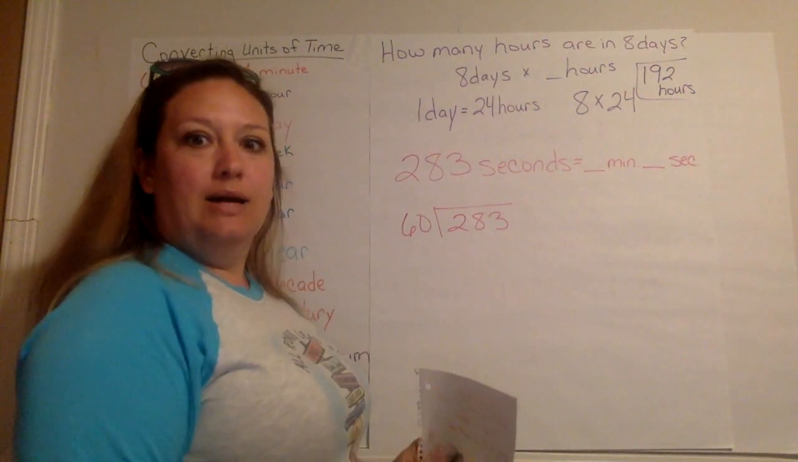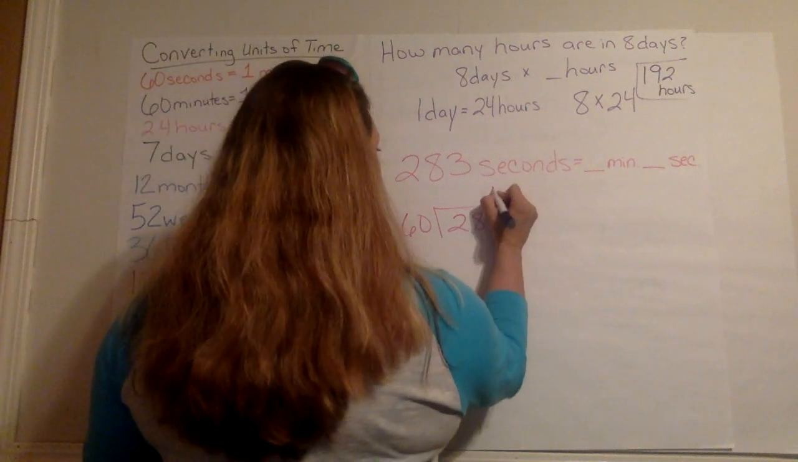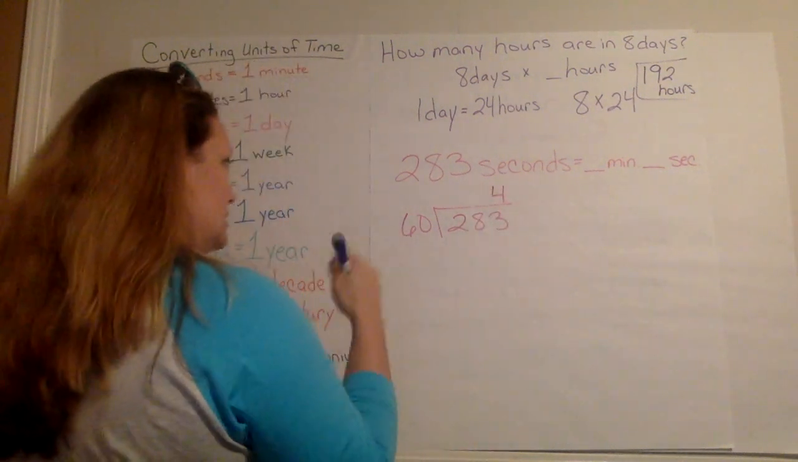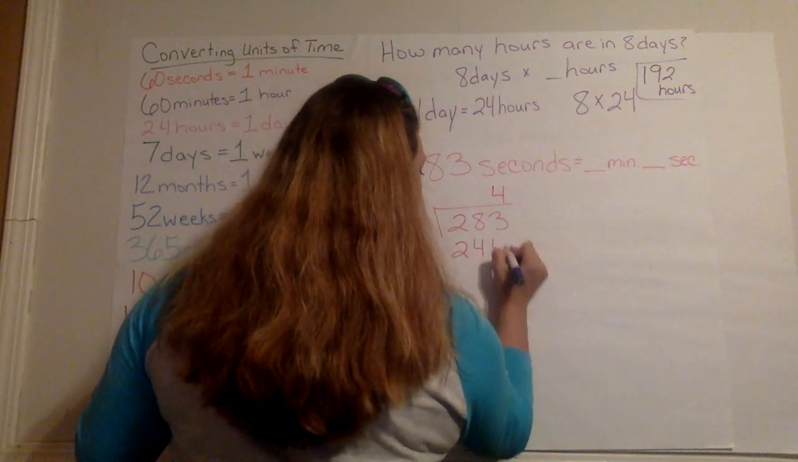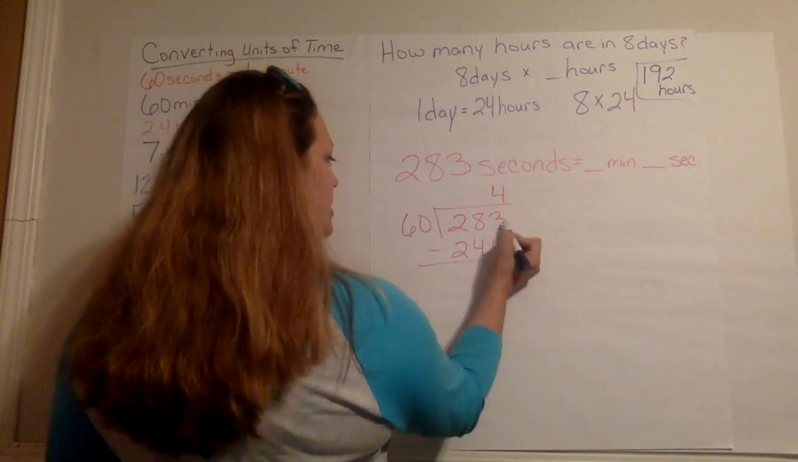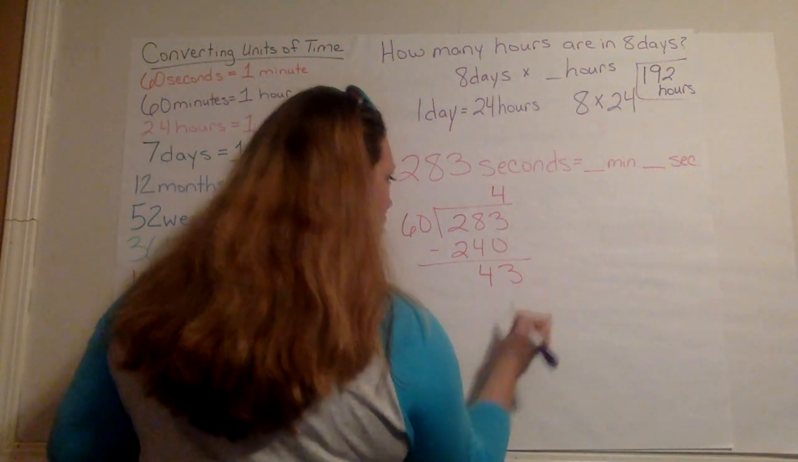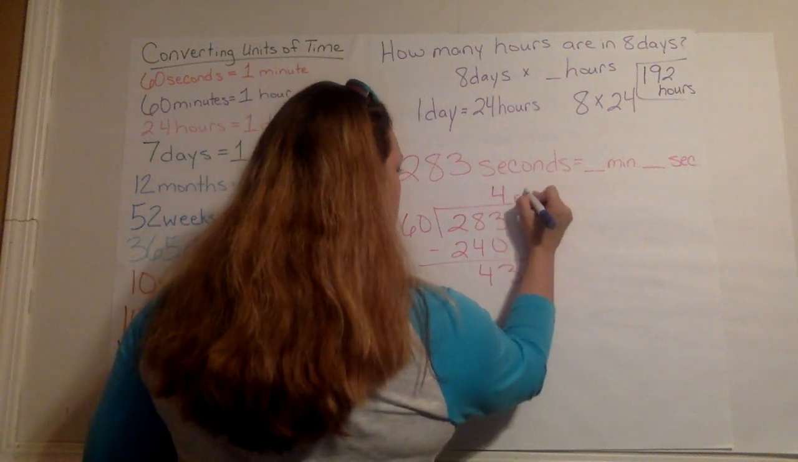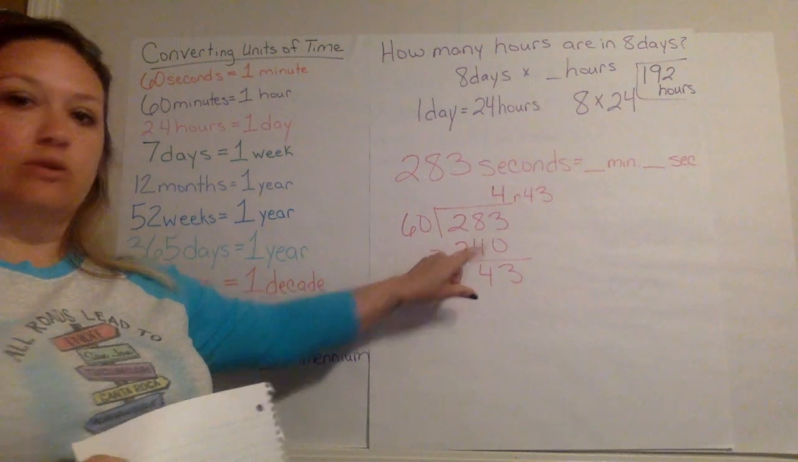I've already multiplied, so I'm going to go ahead and give you the answer. 60 will go into 283 4 times. So 60 times 4 is 240. So now I'm going to subtract. 3 minus 0 is 3. 8 minus 4 is 4. So my remainder is 43. We just found our answer.